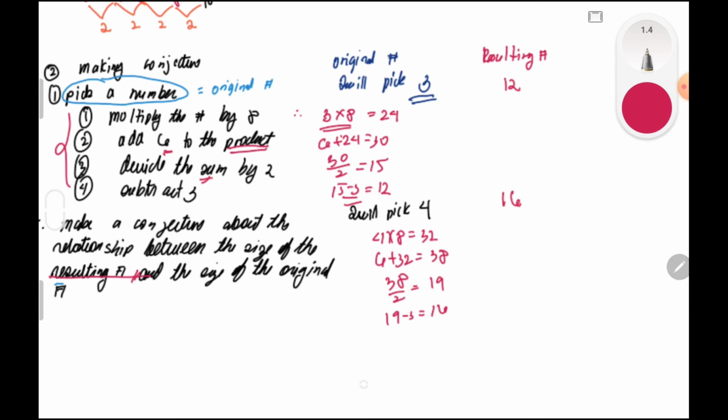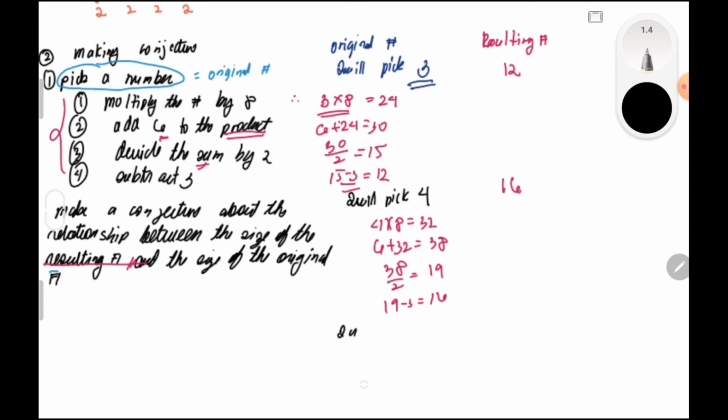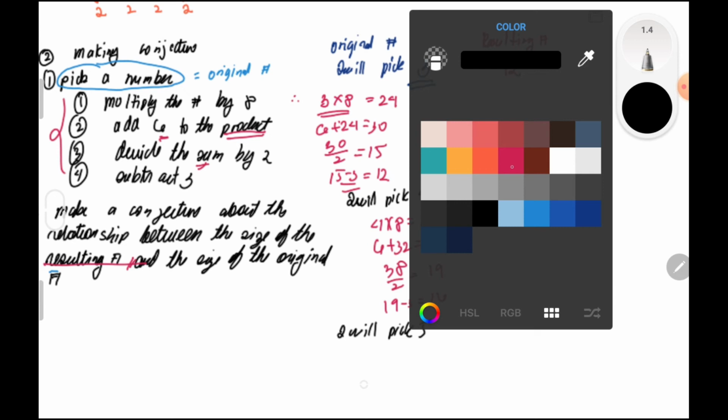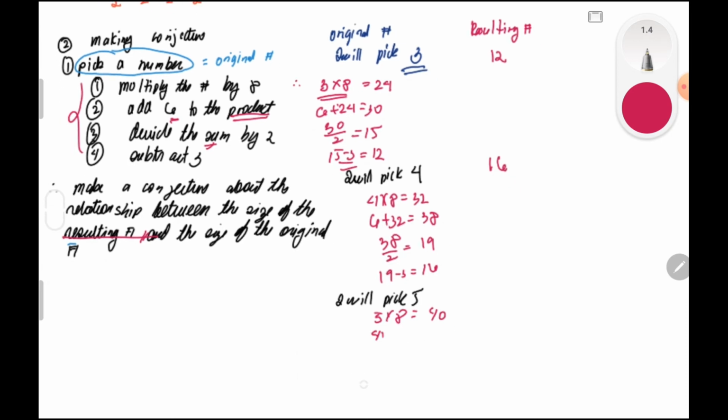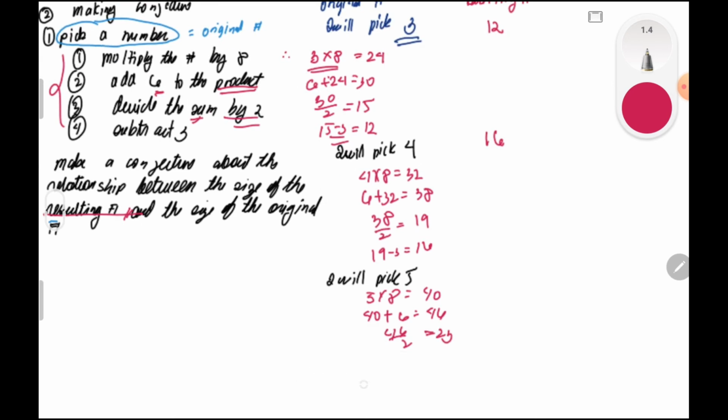So next, how about if I will pick 5? If I will pick 5, so we will have 5, 5 multiplied by 8 is equal to 40, and then the product, which is 40 plus 6, so 46, and then 46 divided by 2, so it is equal to 23, and then we have 23 subtract 3, which is equal to 20. So if I will pick 5, we will have 20.